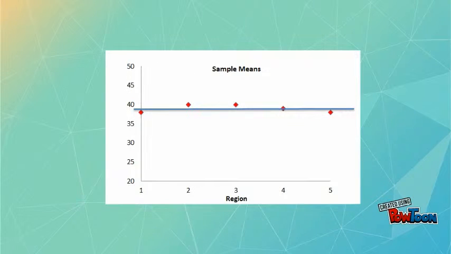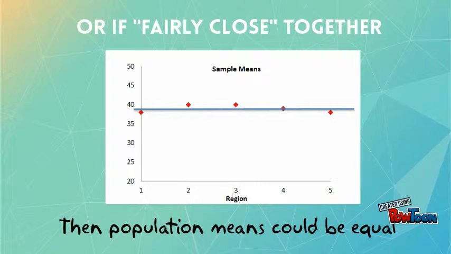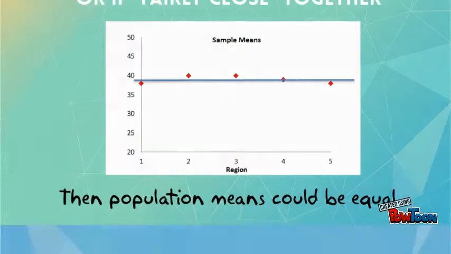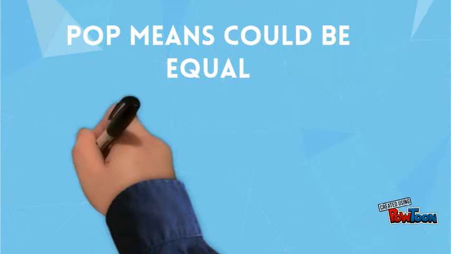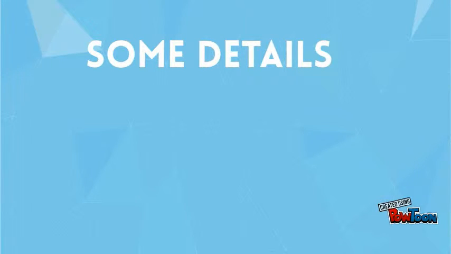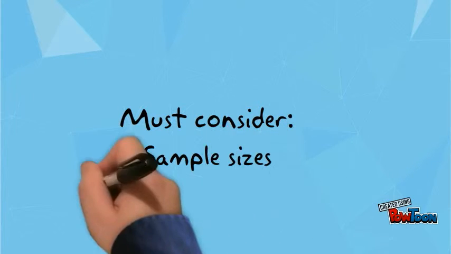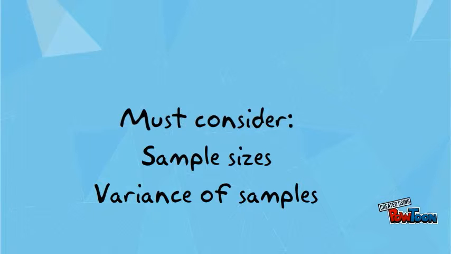On the other hand, if the sample means are fairly close together, we conclude that it is possible that the population means are equal. Or, put another way, we conclude that there is no evidence the population means are different. Of course, there are specifics that we need to address in measuring this distance. The sample size and the variance of the samples must be considered.